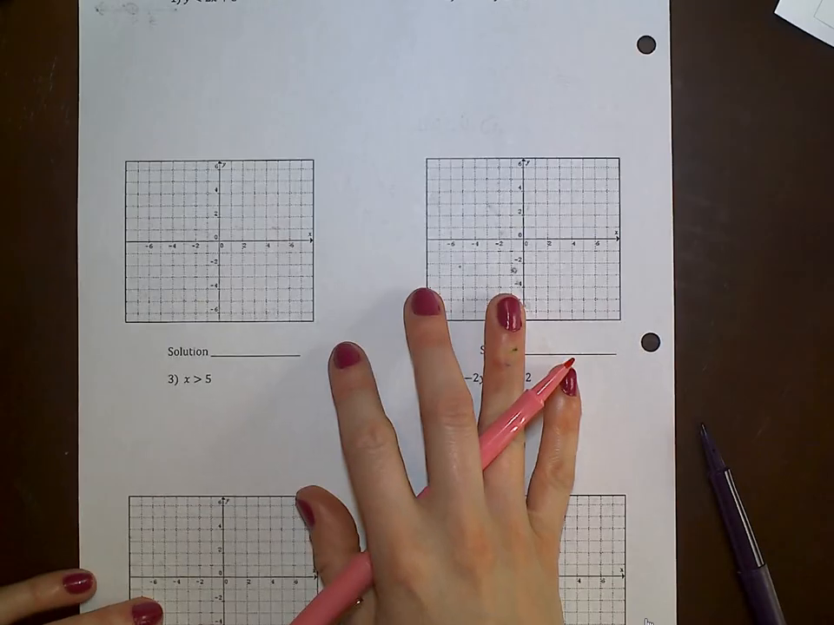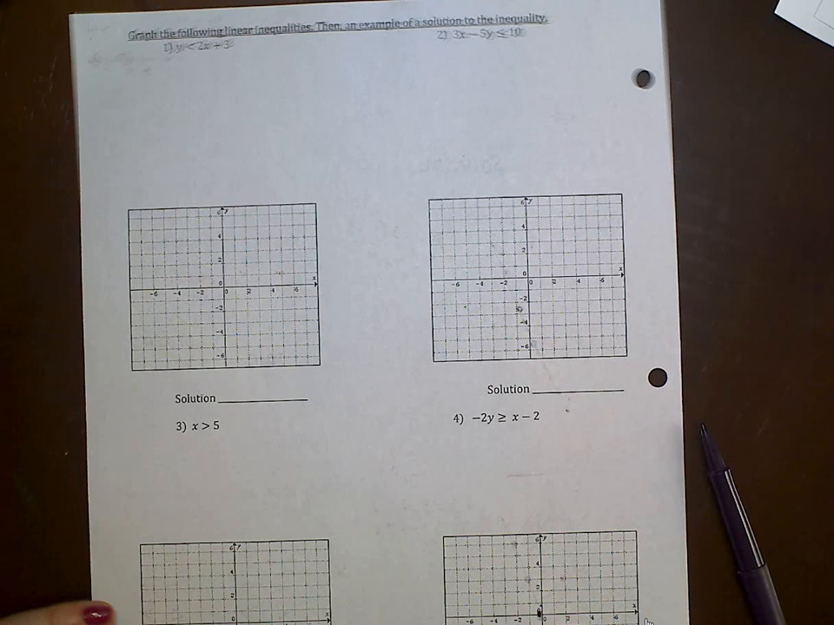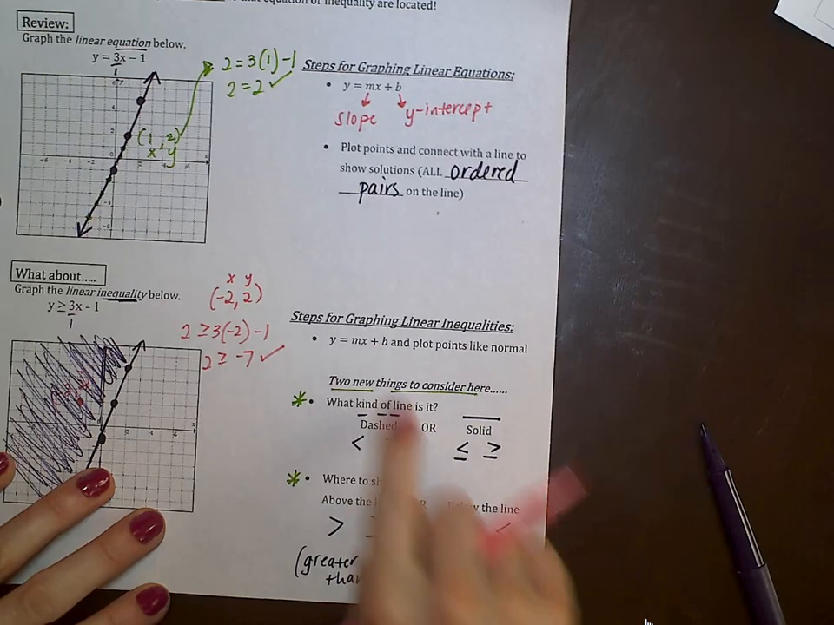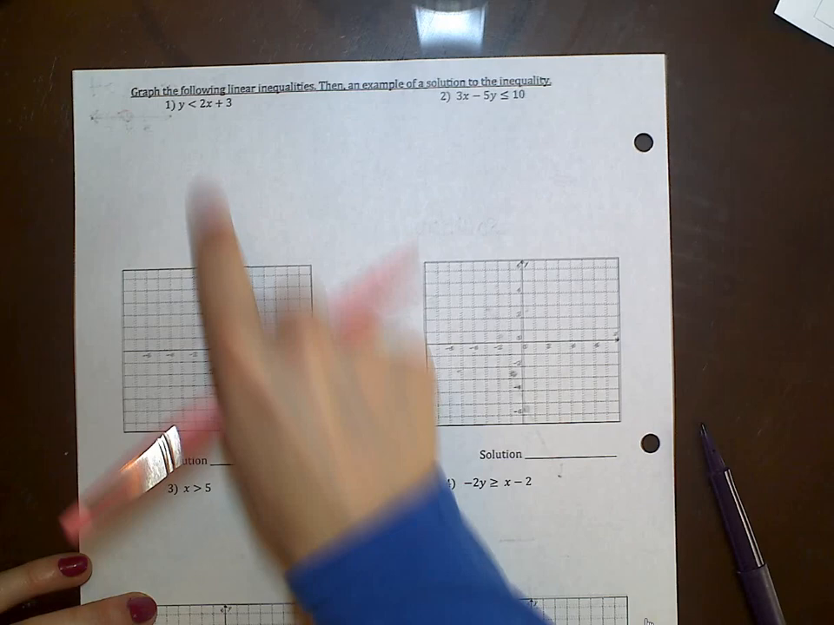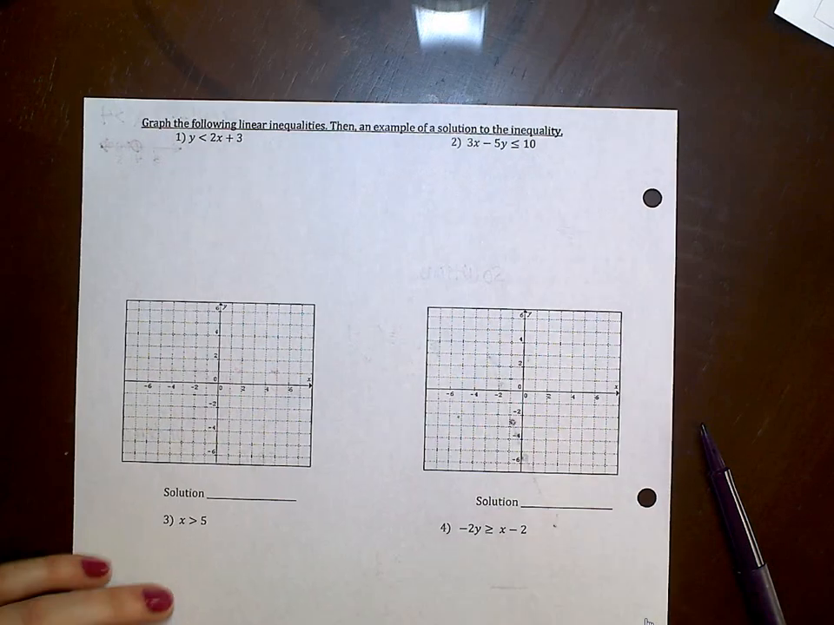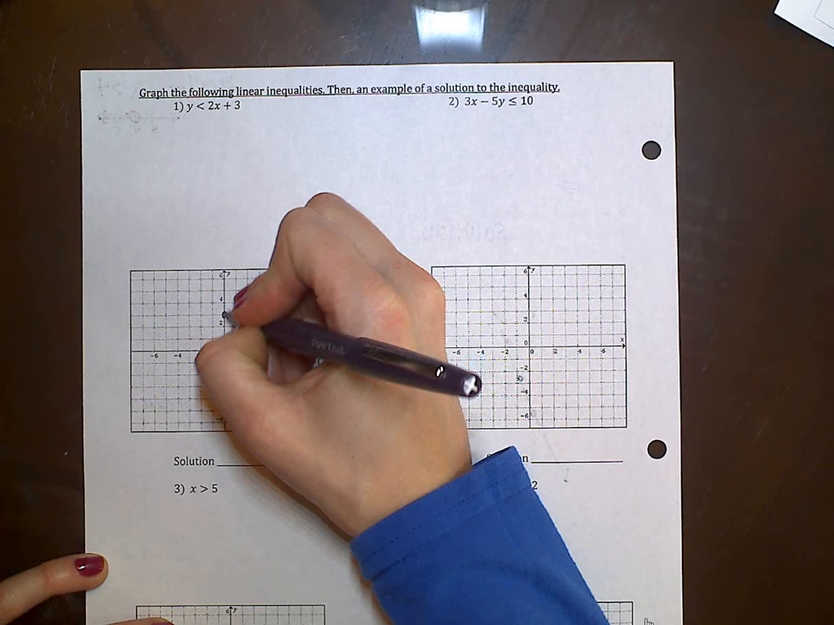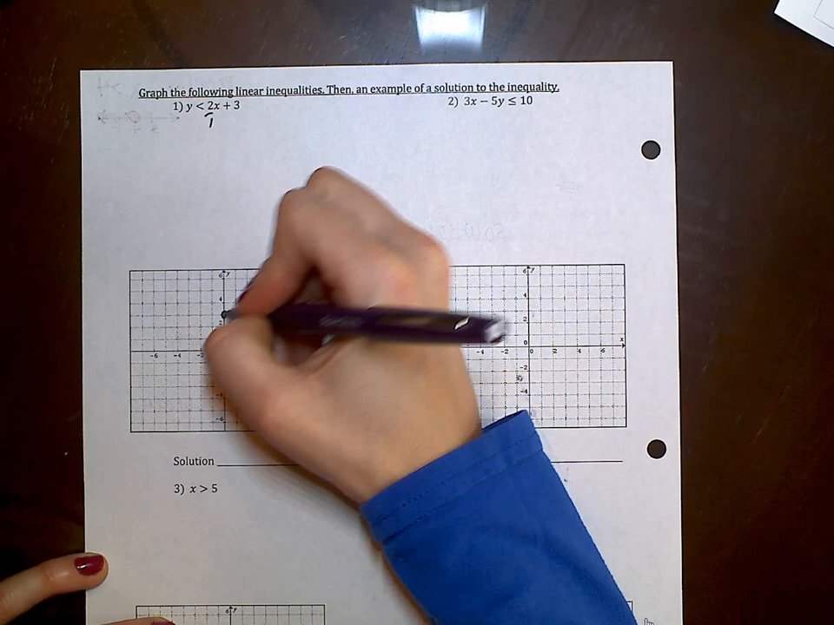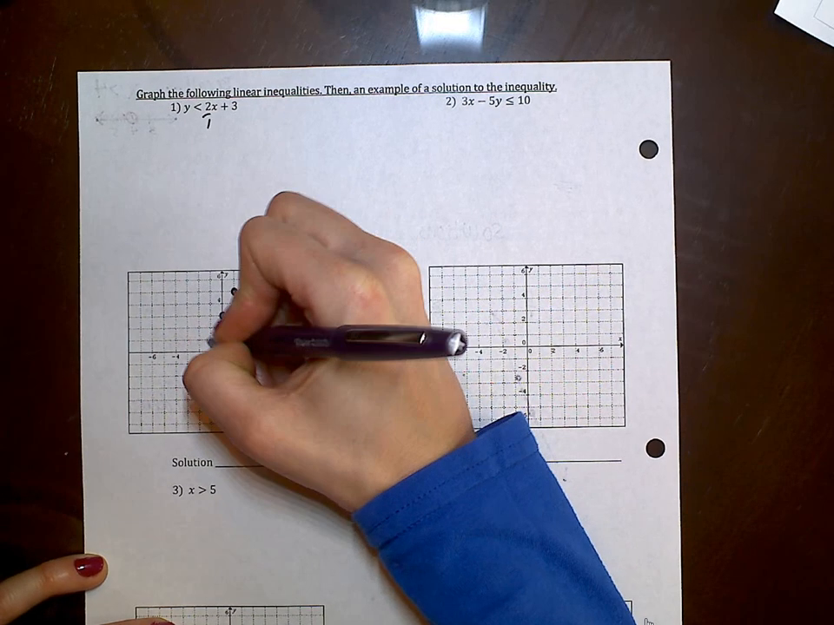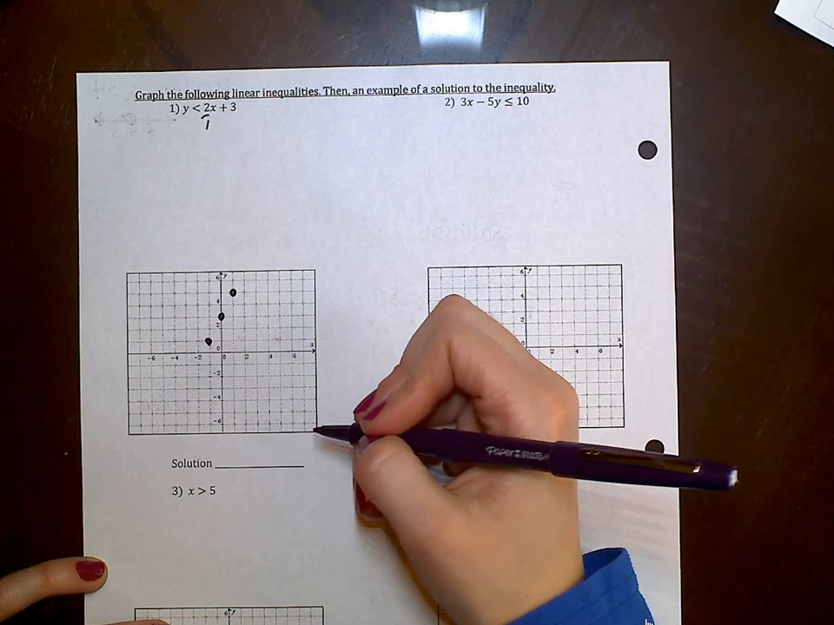Okay, we're going to practice a few. So first one, and if you need to flip back for your steps, do it. Want to be in y = mx + b form, this one is. So I'm going to go ahead and plot the points like normal. Y-intercept is 3, slope is 2 over 1, so I go up 2, right 1, I could go down 2, left 1, plotting the points, nothing's changed.